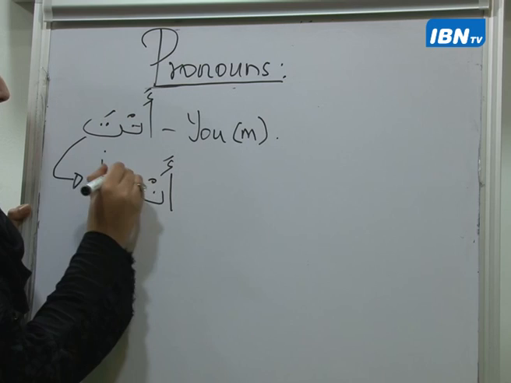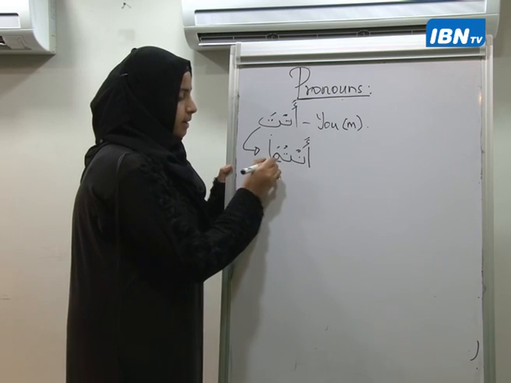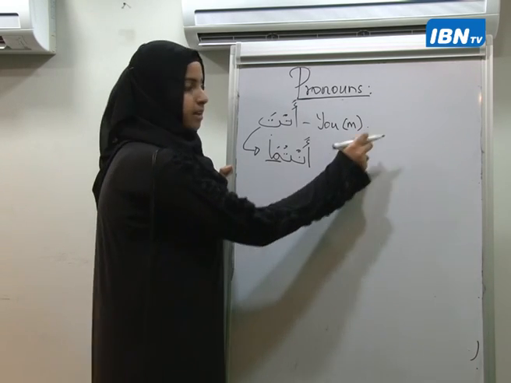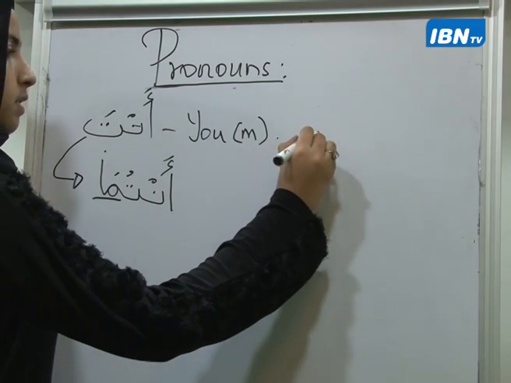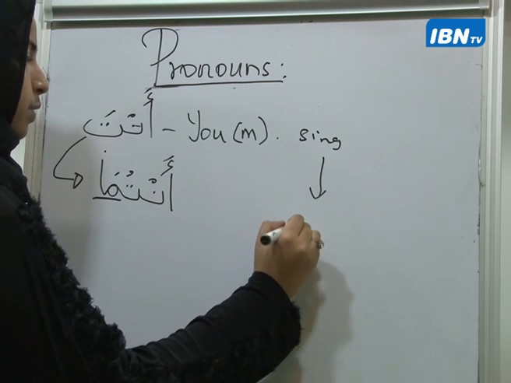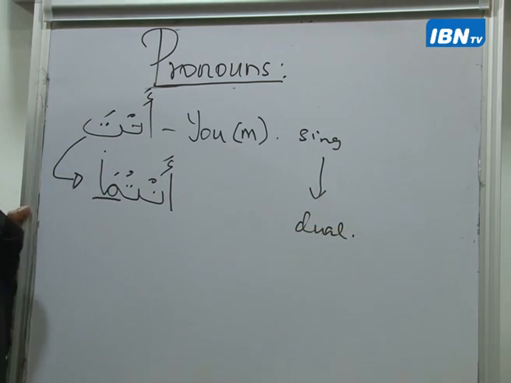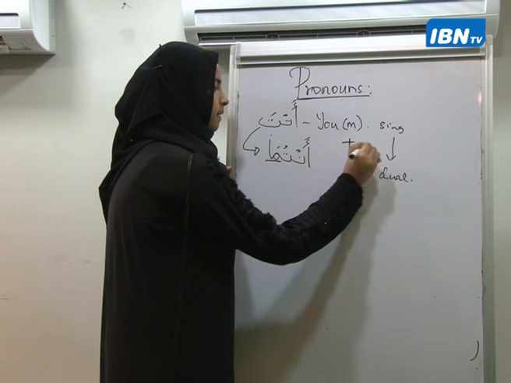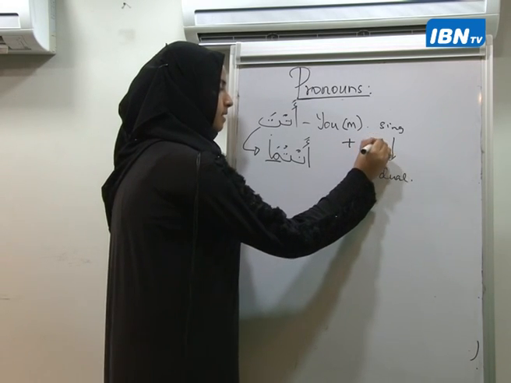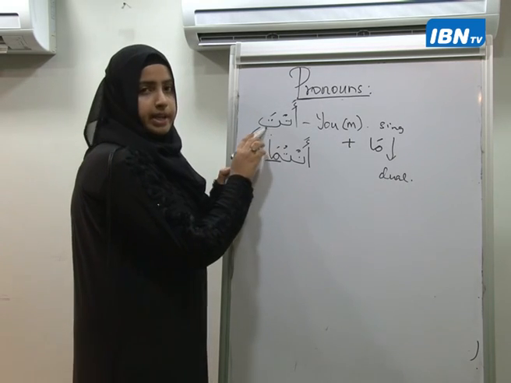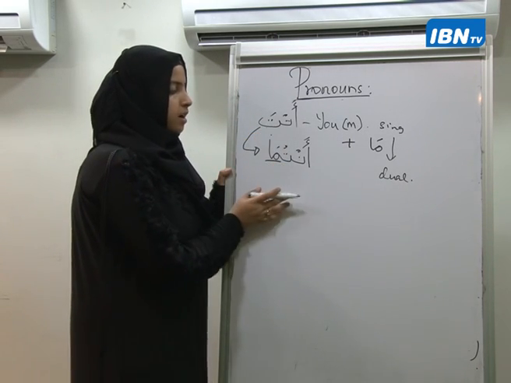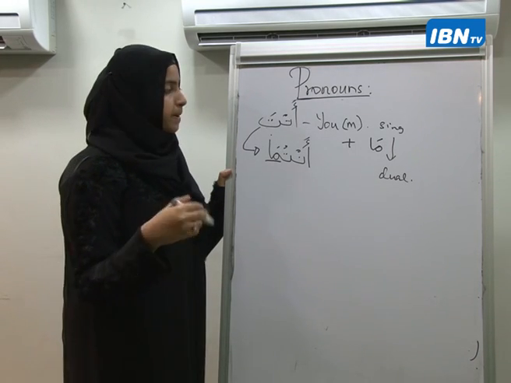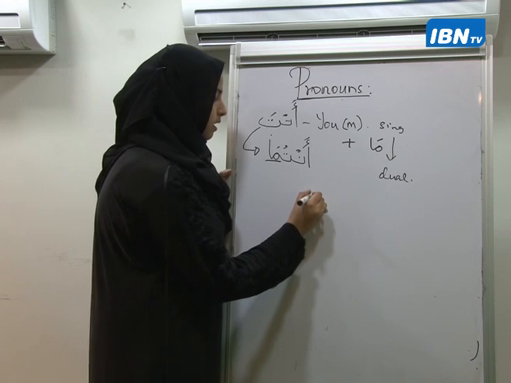So what have I done here? I have just added a meme plus an alif. I'm changing this you masculine from singular to dual, right? So I have made this antuma. I have added meme plus an alif to this word here to change it from singular to dual. And then the same applies for third person. Third person, what do I have? I have huwa.